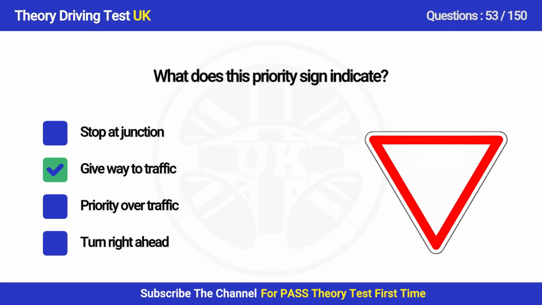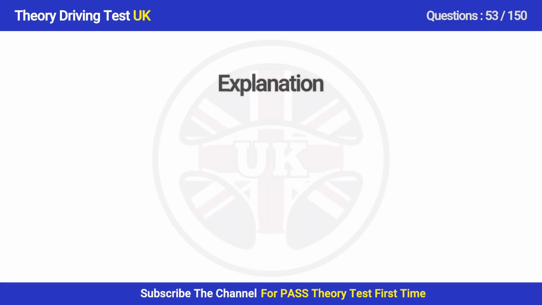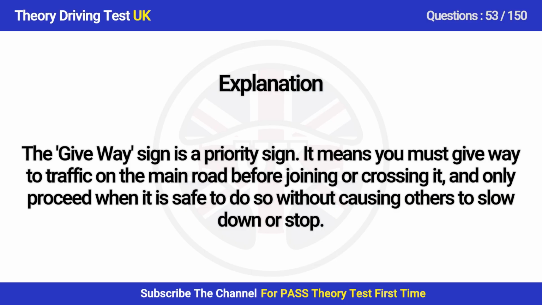Answer is B. Give way to traffic. The give way sign is a priority sign. It means you must give way to traffic on the main road before joining or crossing it, and only proceed when it is safe to do so without causing others to slow down or stop.